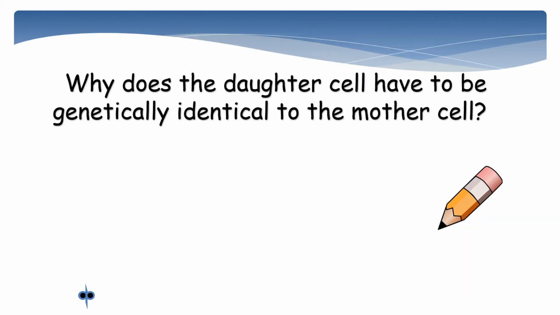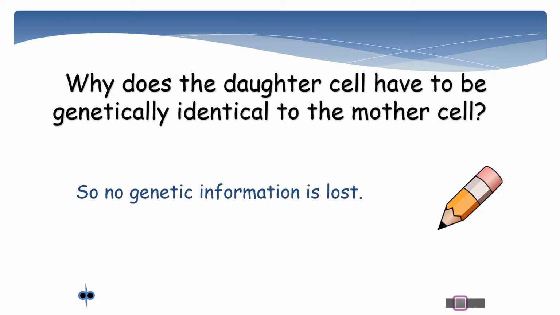A common question that often gets asked in exams is why does the daughter cell have to be genetically identical to the mother cell? To answer this question or anything similar, the easiest thing to say is that so no genetic information is lost. So whenever you get asked that question, make sure you write so no genetic information is lost.